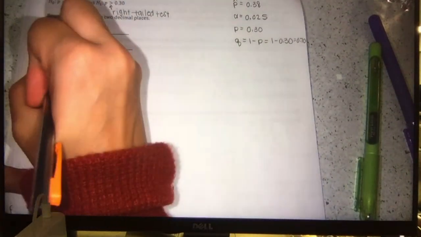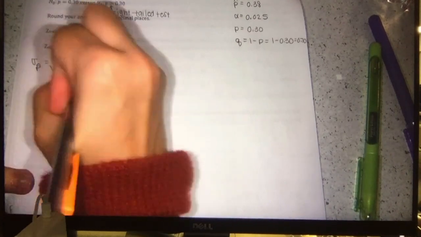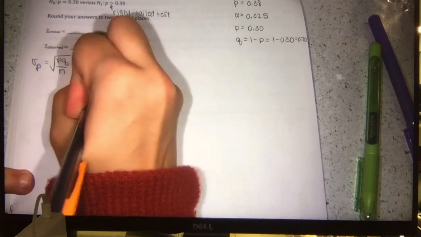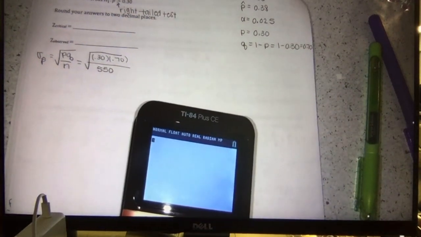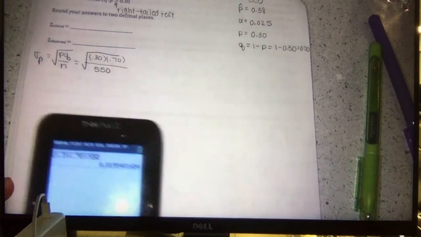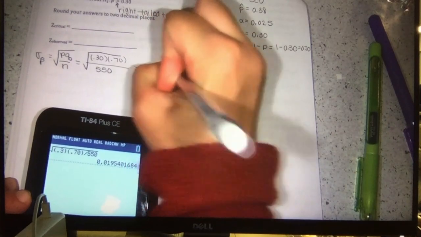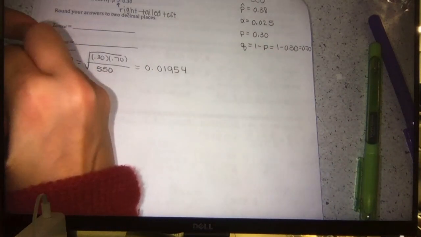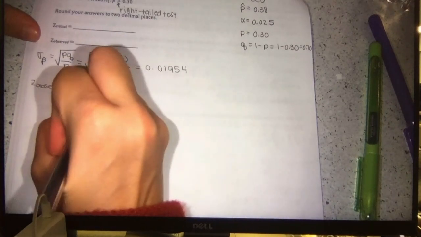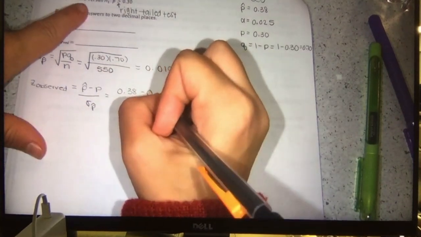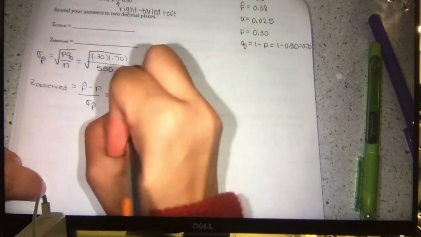Our sampling standard deviation we know is the square root of p times q over n for our proportions. So the square root of 0.30 times 0.70, all over 550, which will give us 0.01954. So we can use this to find our z observed, which is p hat minus p all over our sampling standard deviation. P hat was 0.38 minus p from our hypotheses is 0.30, all over that sampling standard deviation, which we just found.